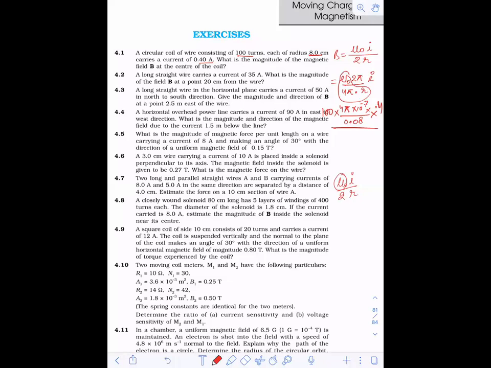Or if you don't want to do that, you can do it like this: we know that mu naught upon 4 pi has a certain value. So mu naught becomes what? 4 pi into that value. So that's the value of mu naught. Anyway, you will be writing that.